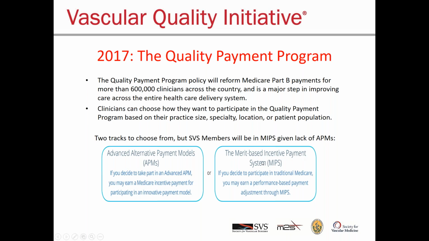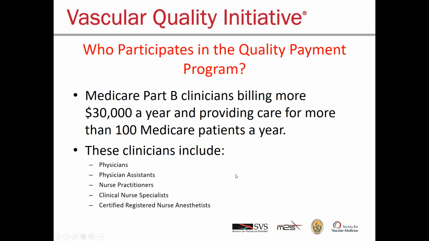Then there's the merit-based incentive payment system known as MIPS, which is sort of a redo of some of the traditional Medicare quality programs. And that's really what we're going to talk about tonight. Because we don't have yet any vascular specific APMs, we're going to talk really about MIPS because that's what most vascular surgeons will be participating in. The vascular surgeons who might be in a big accountable care organization that takes risk are probably in a major academic center.